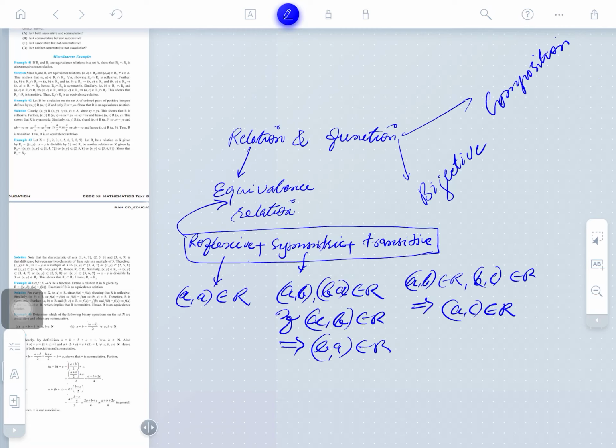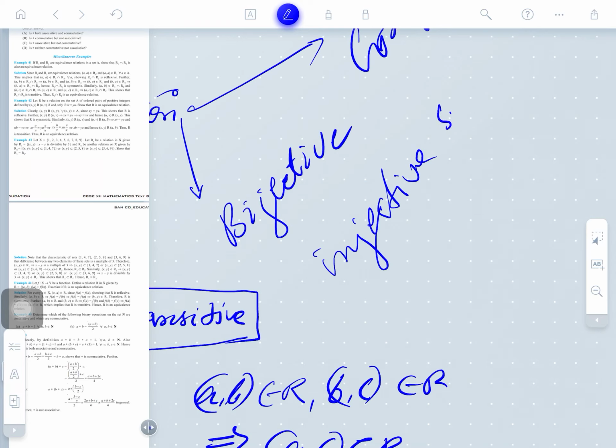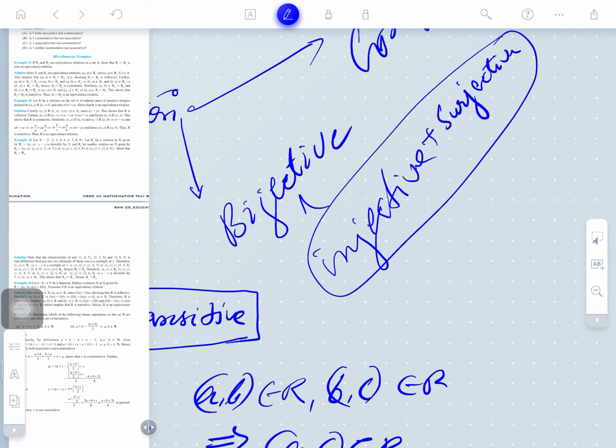I told you, what is bijective? A function or mapping is said to be bijective if it is injective and surjective. Injective plus surjective is said to be bijective, and composition I also told you. Okay, this is the flow of the chapter, these are the main topics here.